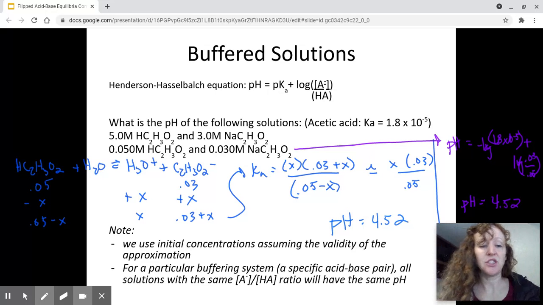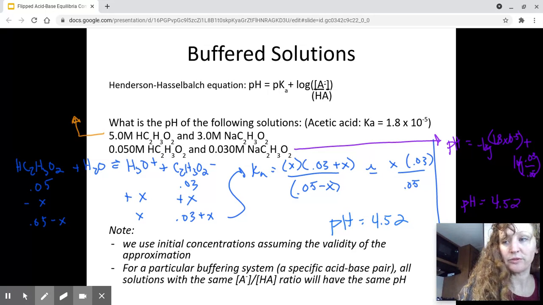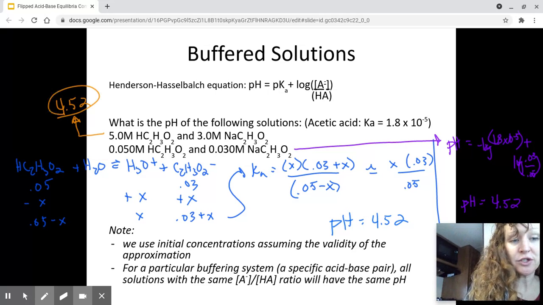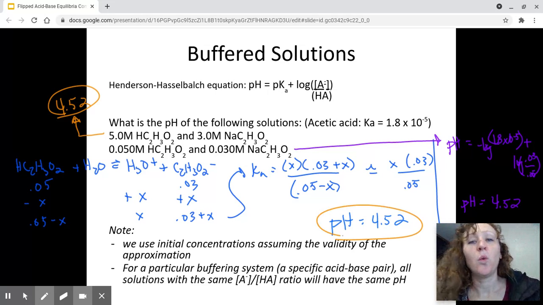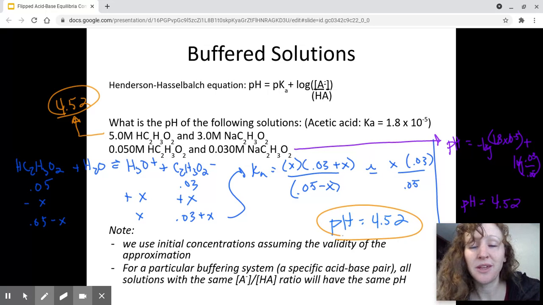Now, just a moment here. Let's react or compare, reflect on our answers for the 2 solutions and draw a couple conclusions here. So notice I got the same pH for the first solution as I did for the second. Why? How are these solutions the same and how are they different? Well, they're different because the acetic acid and sodium acetate have different concentrations, right? In the first solution, it's 5 molar and 3 molar. In the second solution, it's 0.05 molar, 0.03 molar. Different concentrations, but same pH.